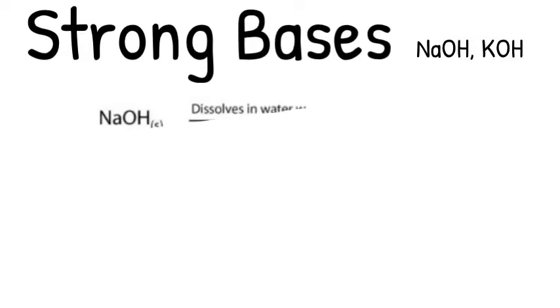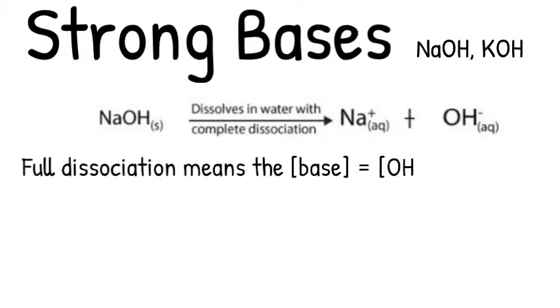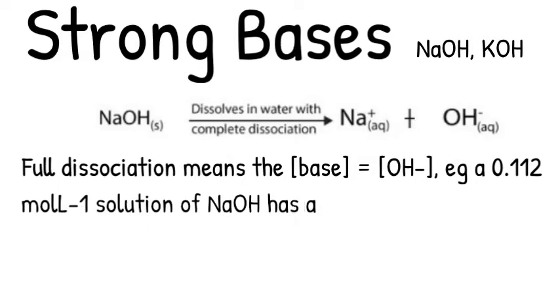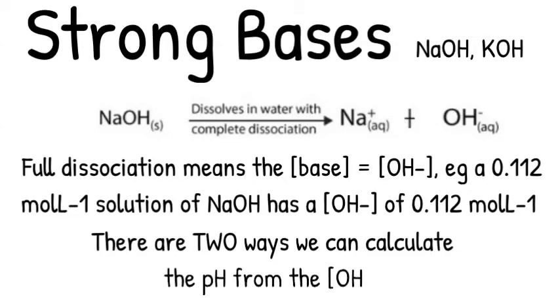Likewise for a strong base. Remember, strong bases are ionic, KOH and NaOH the most common examples. These also, being strong, fully dissociate in water, as shown here. So again, we can make the assumption that the concentration of the base is in fact the same as the concentration of OH-. If we again assume that our concentration of NaOH is 0.112, that means we have an OH- concentration of 0.112 moles per litre.